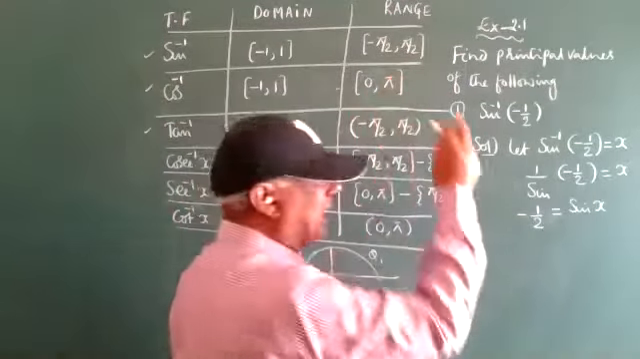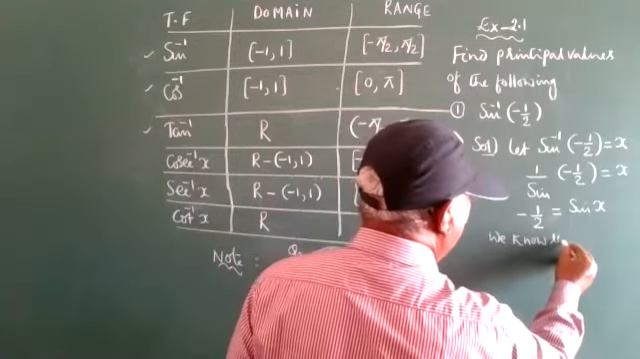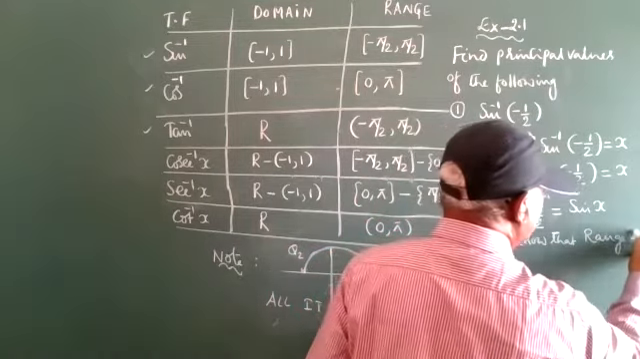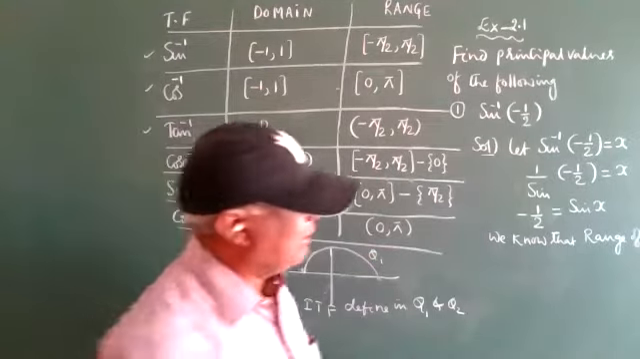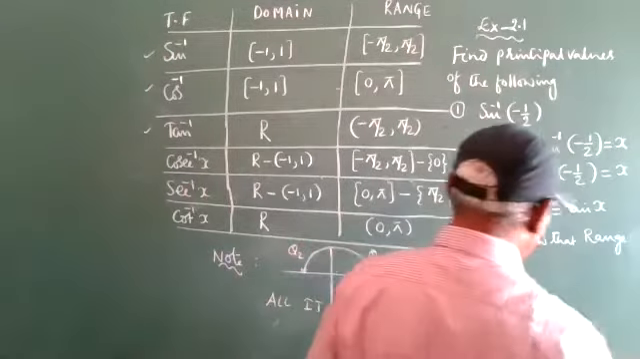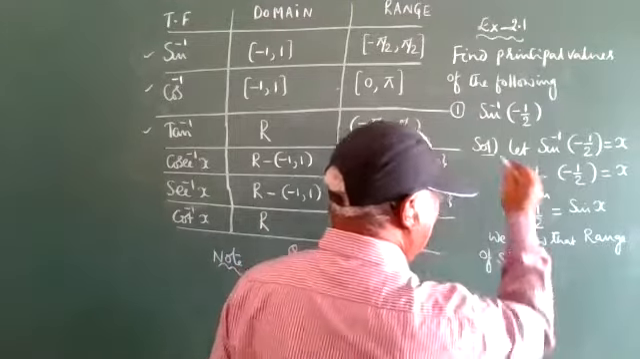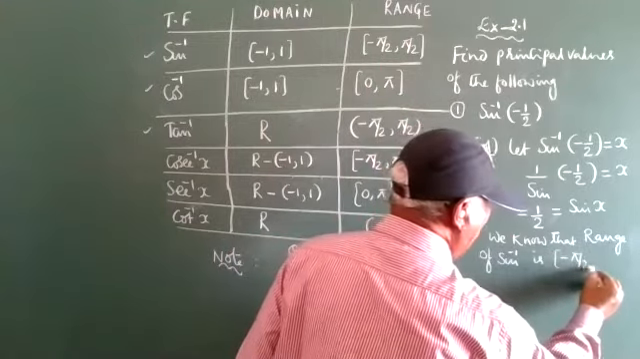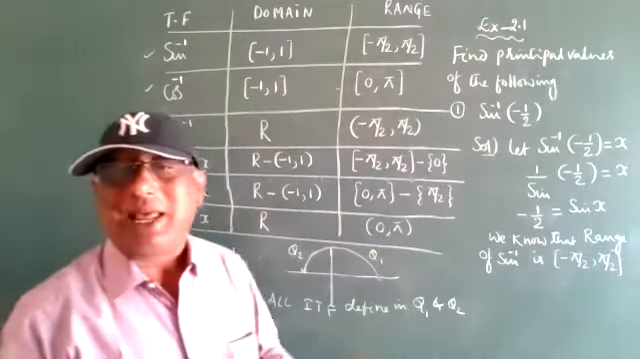We know the range of sine inverse x. What is the range of sine inverse? Minus 90 to plus 90. We should take the angle only within minus 90 to plus 90.